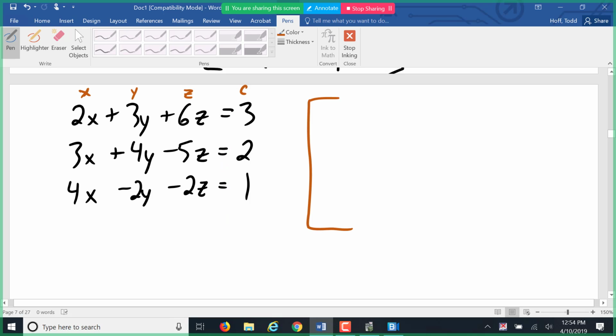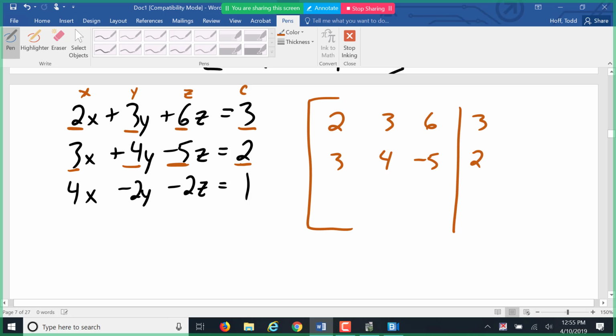So when I enter this into my matrix, I have my x coefficient, which is 2, the y coefficient, which is 3, the z coefficient, which is 6, my break line, then my constant, the 3. The next row, I have 3 for the x coefficient, 4 for the y, -5 for the z. On the other side of the augmented line is 2. Last row will be 4, -2 for the coefficient of y, also -2 for the coefficient of z. Then on the other side of my break line is 1. There's my augmented matrix to represent this system of equations.